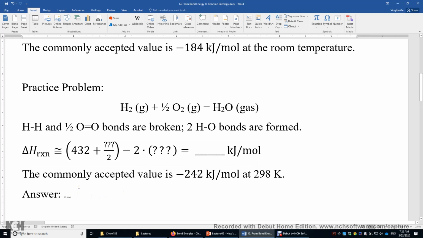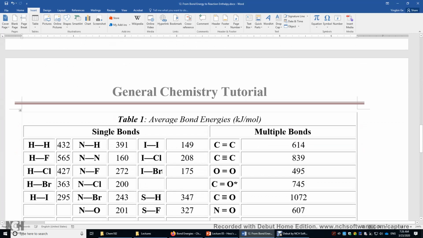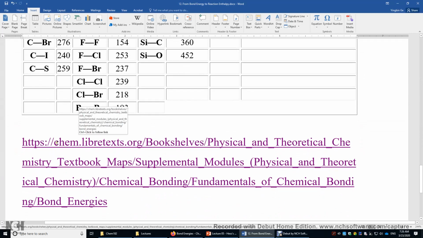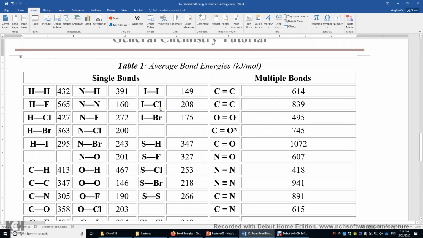So now, where do we find all those bond energies? Of course, your textbook, or you can go online. There's a very famous website, chem.libretexts.org, and then you can see a lot of values for those bond energies. Again, those are so-called average bond energies because you can have different values for the OH bond. It's different in water than in, for example, alcohol. You'll get a different value for the OH bond.